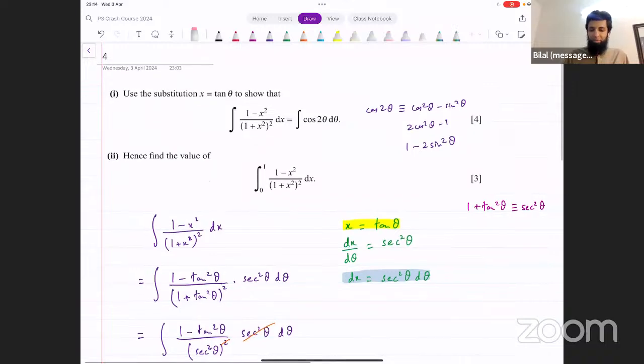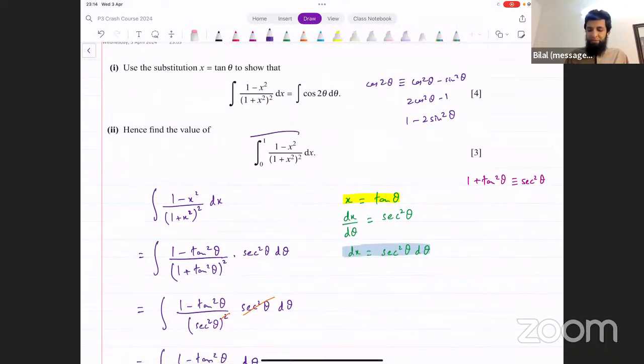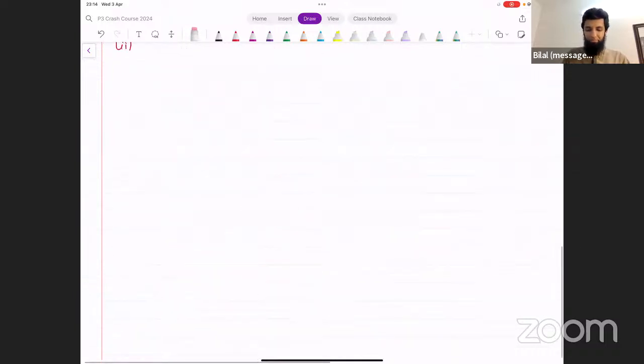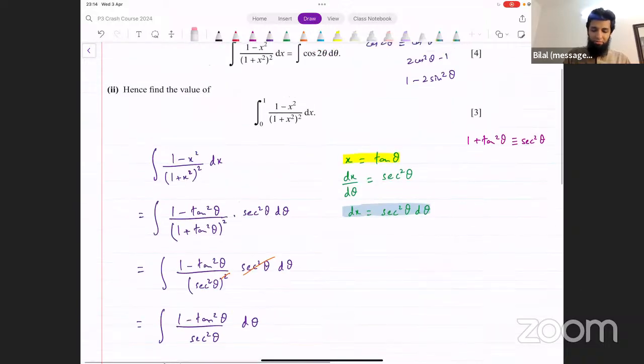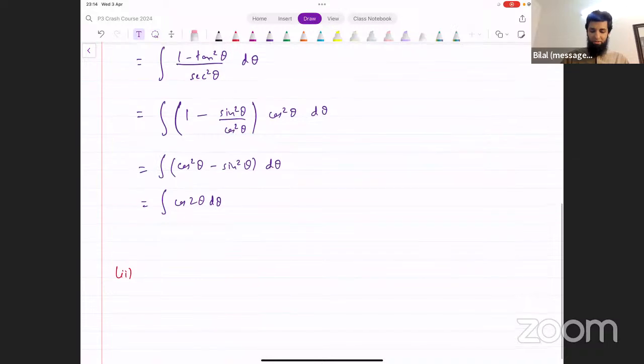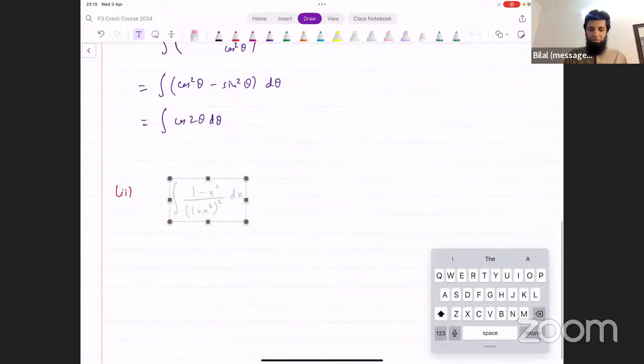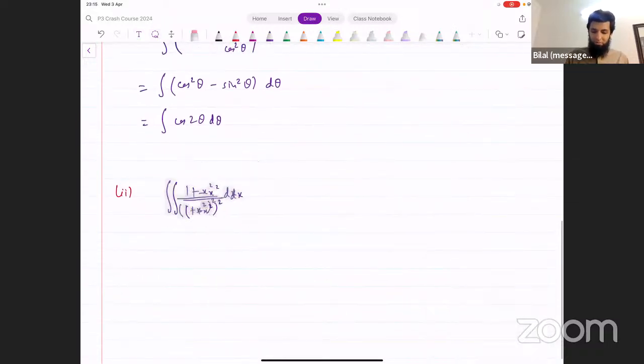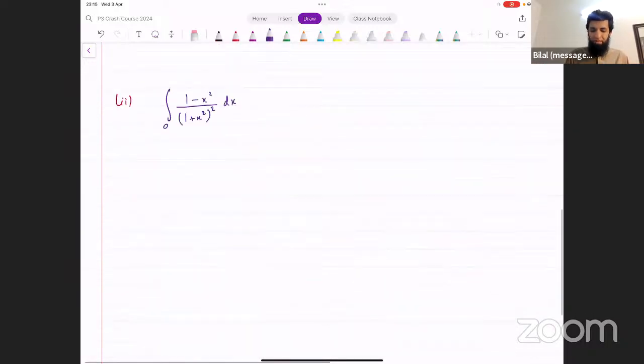Okay, let's look at the second part now. It says, hence find the value of this integral, and now you've got limits from 0 to 1. And now you have to input limits as well, okay? So what's that integral now? It's the same integral, but now it's with limits, and limits are from 0 to 1.